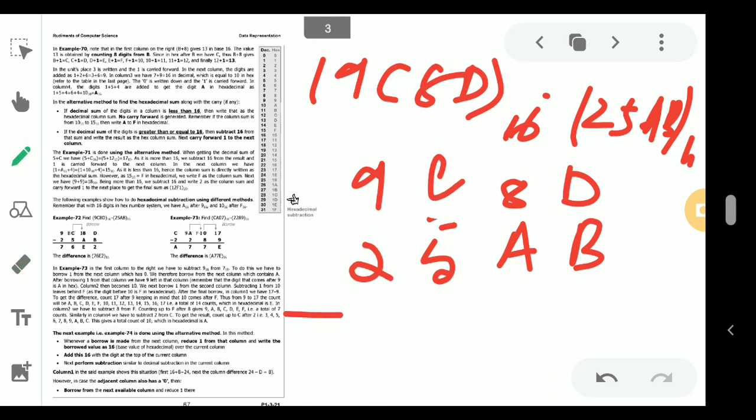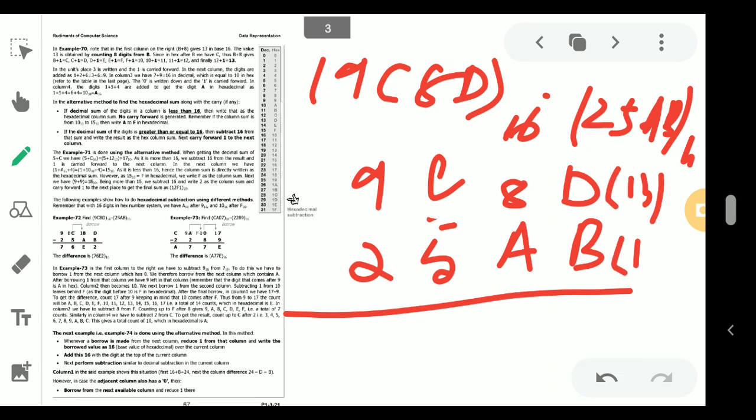D means, you remember, 13. B means 11. 13 minus 11 is easily done, it is 2. Very good. Then 8 is there, and A means what? 10. A means 10.